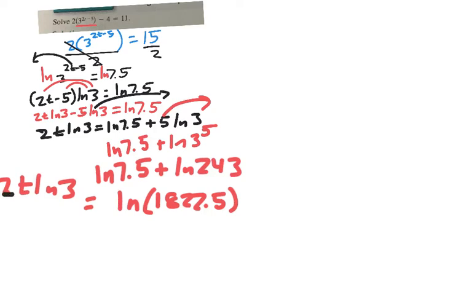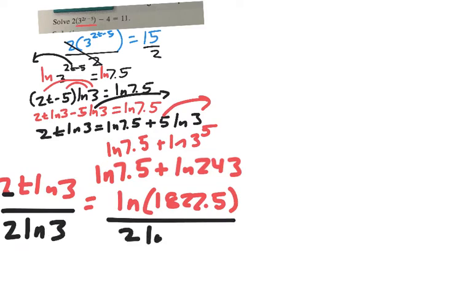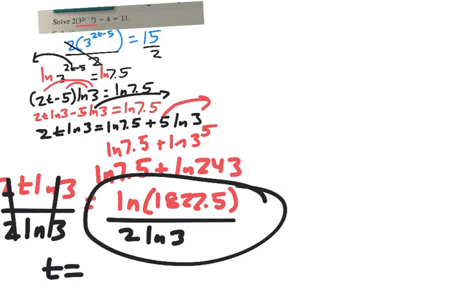Now I want to get the t by itself. t is being multiplied by 2 and the natural log of 3, so I'm going to divide by 2 and the natural log of 3. And that's going to give me t is equal to this monstrosity: the natural log of 1822.5 divided by 2 times the natural log of 3. When I do that, I get approximately 3.42, rounding. And that's what the book said as well.